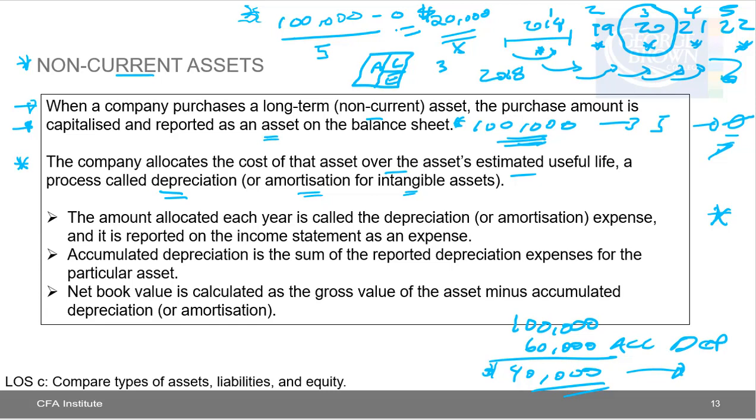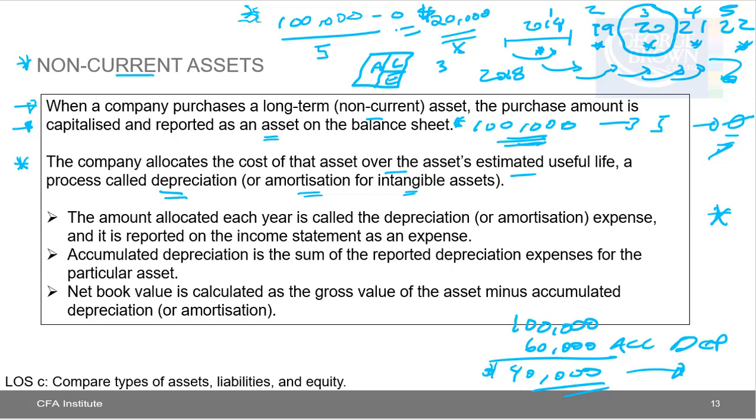So on the balance sheet, I'll have the historical value of 100,000 minus the accumulated depreciation. So in my example, I was showing after 3 years, that accumulated depreciation would be $60,000, $20,000 a year for 3 years. Okay, so the amount allocated each year is called the depreciation or amortization expense. It's reported on the income statement. Accumulated depreciation is the sum of the reported depreciation expenses for the particular asset, and the net book value is calculated as the gross value of the asset minus accumulated depreciation or amortization.